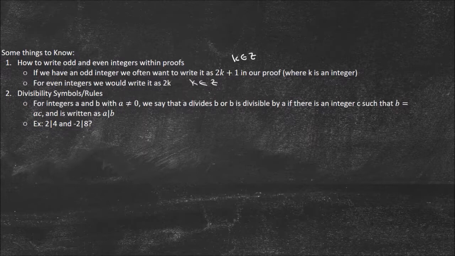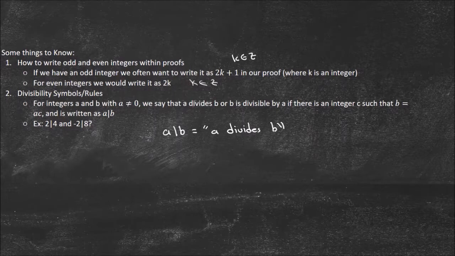Then the divisibility symbols and rules. This one's a little less intuitive. For any integers a and b with a not equal to 0, we say that a divides b, or b is divisible by a, if there's an integer c such that b equals ac. That seems really confusing, but basically it's written as a | b, so a divides b. That's what you need to read this as. A divides b. You will sometimes see this in proofs.